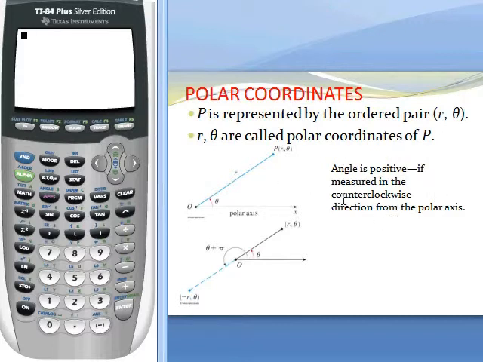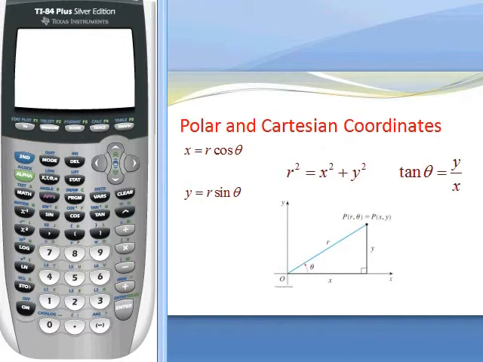Theta is positive if it's measured counterclockwise from the polar axis, which is the horizontal axis here. And it's negative if it is measured clockwise. Okay, so we are looking for r, theta instead of x, y, but there's a relationship between r, theta and x, y.